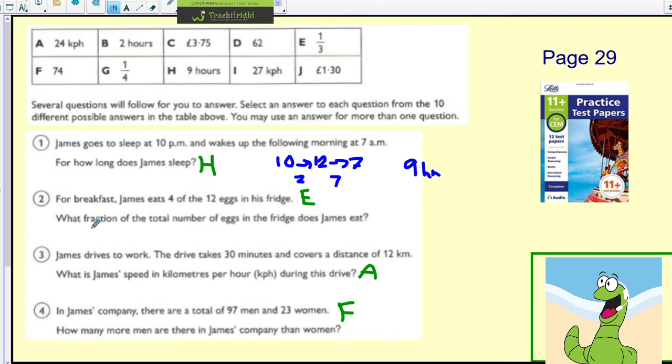Question 2, James eats 4 out of 12 eggs, and 4 out of 12 simplified is a third. This is what fraction. So we simplify our fractions.